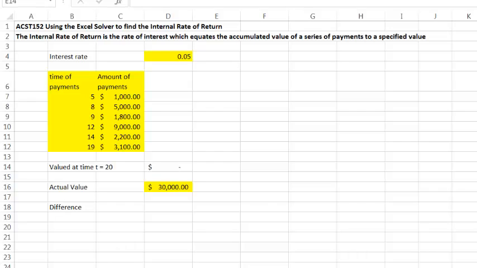This recording is for the students in ACST1052 Introduction to Actuarial Studies. This is an example of using the Excel solver to find the internal rate of return.